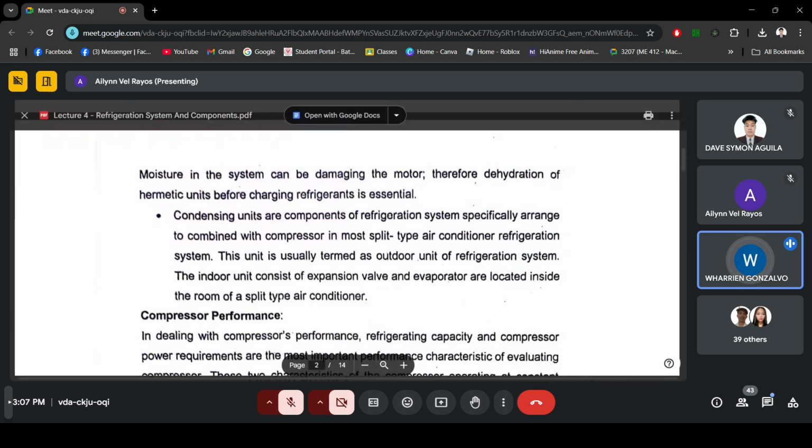Condensing units are components of a refrigeration system specifically arranged to combine with the compressor in most split-type air conditioner refrigeration systems. This unit is usually termed the outer unit of the refrigeration system. The indoor unit, which consists of the expansion valve and evaporator, is located inside the room of a split-type air conditioner.